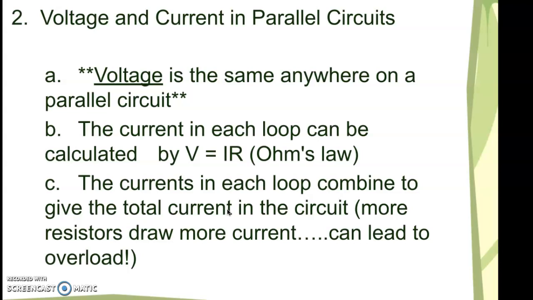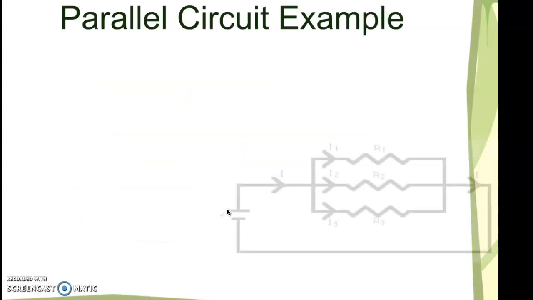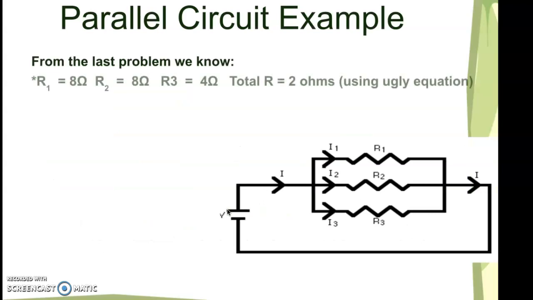One thing to note in a parallel circuit is that the more resistors you add, the more current you're going to draw, and this can be a bad thing because it can lead to an overload of the circuit. You're never going to have that problem with series, because as you added a bunch of bulbs, it got dimmer and dimmer. You're not going to overload in that regard, but adding in parallel, I'll show you how that can be a problem. So let's continue with this example.